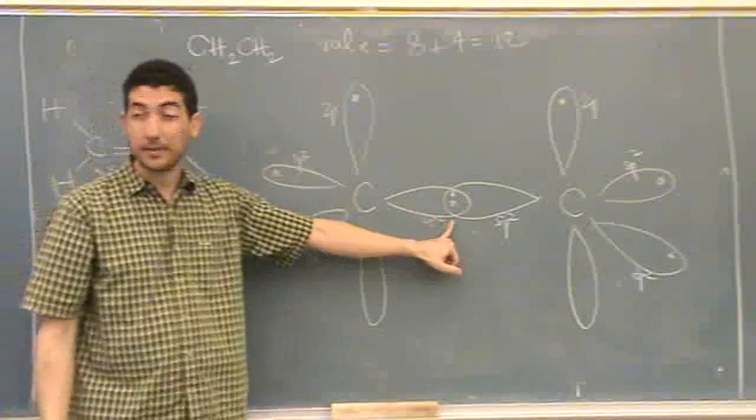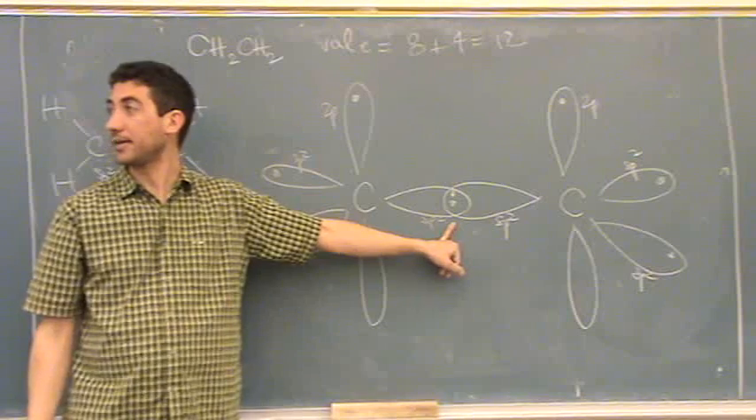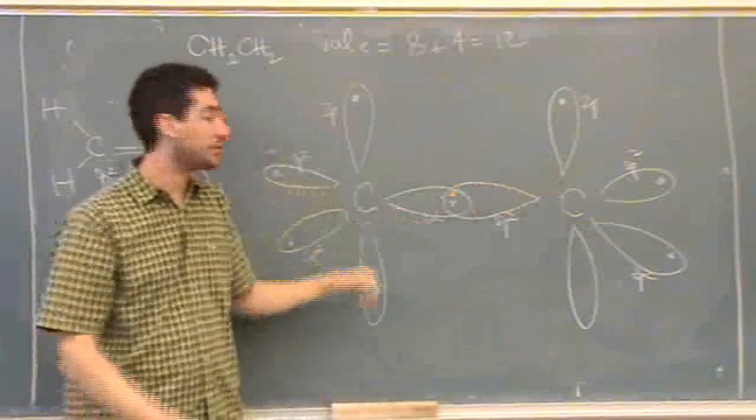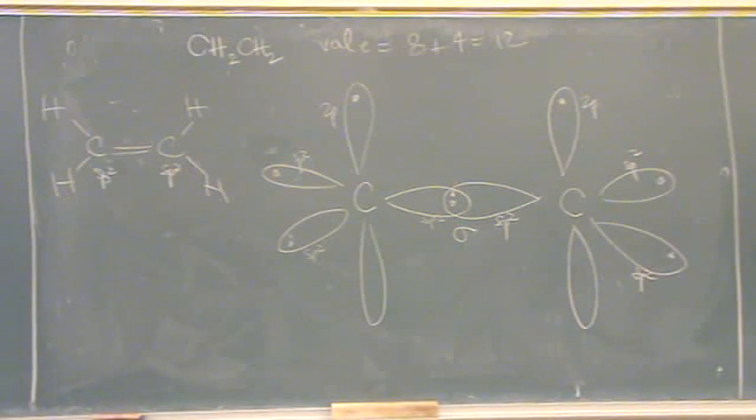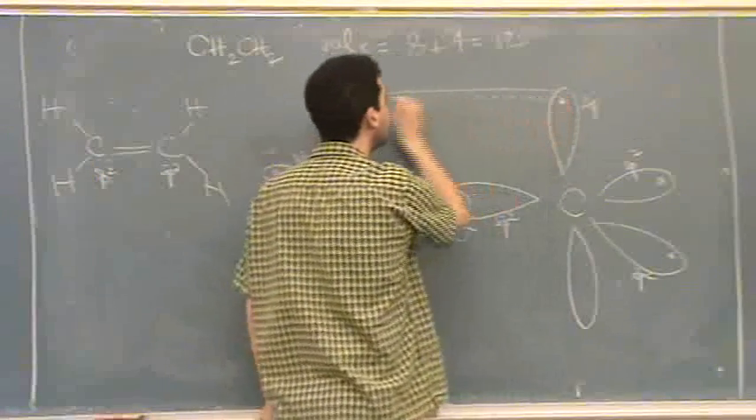Now, I said it before, what kind of bond is this? Sigma. Sigma, how do you know it's a sigma? That's right. In the center. Yeah, the bond is between the two atoms, so this has to be sigma. That's the sigma bond. There's also a pi bond. You know that from here. You told me there's one pi bond. That pi bond happens between these.